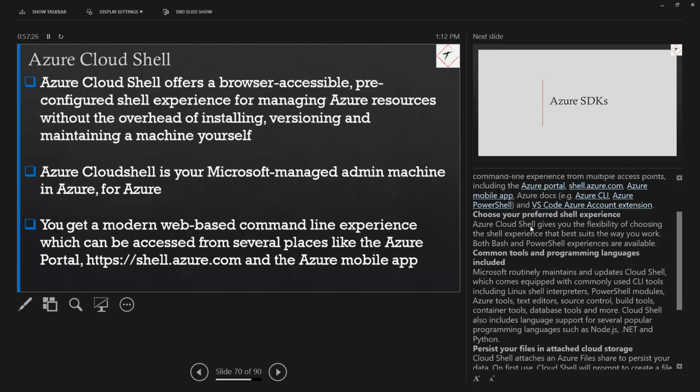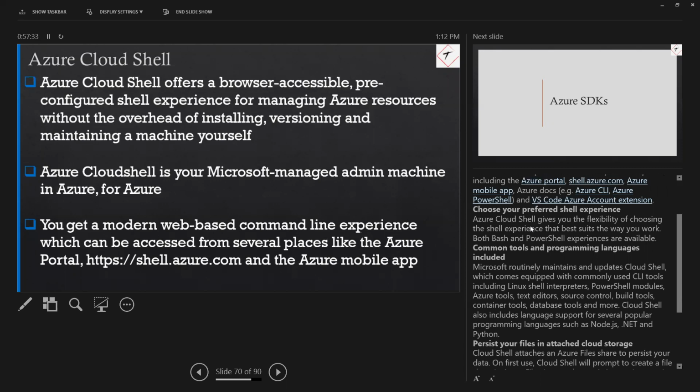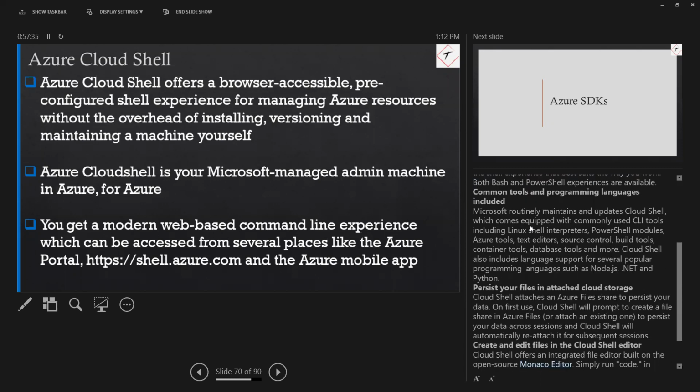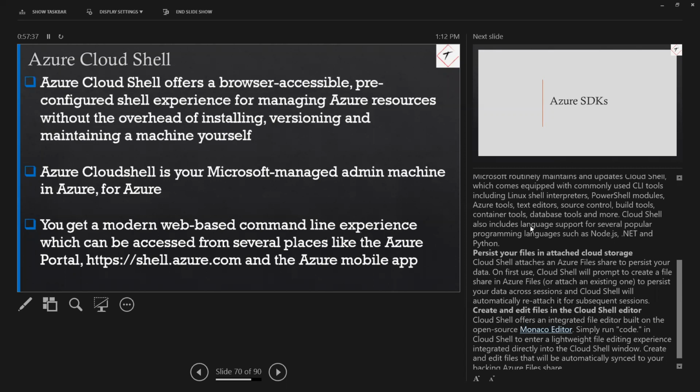And basically you can work with the PowerShell Cloud Shell modules. You can use PowerShell as well. You can create and edit files with the PowerShell editor.